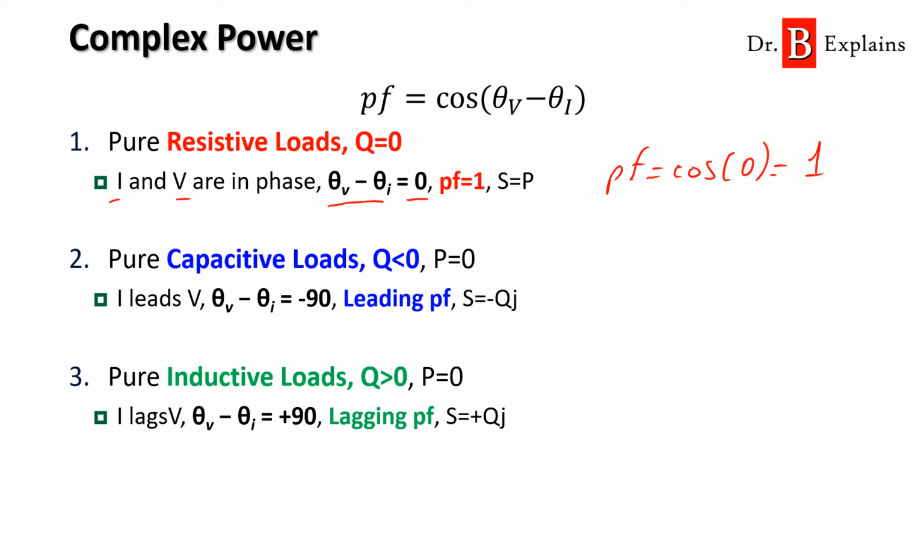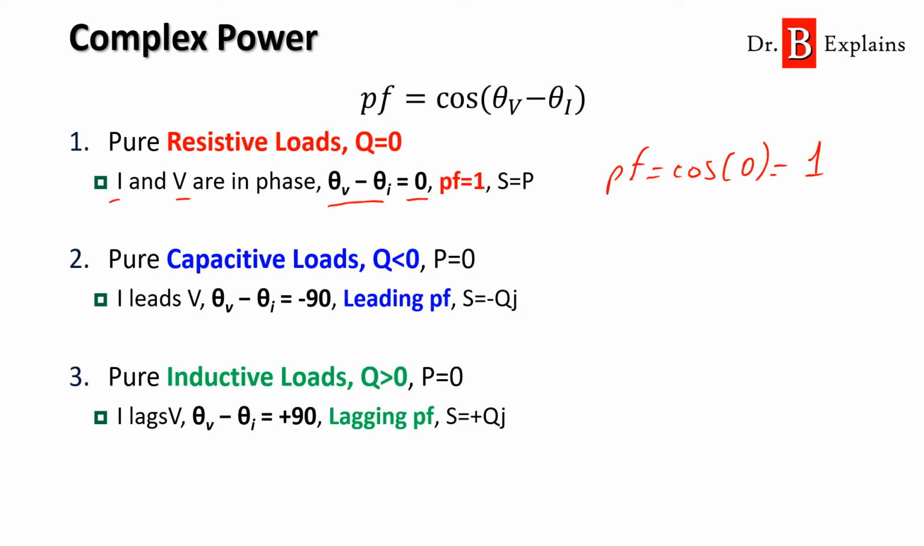In the case of pure capacitive load, we have the current leading the voltage. That means that Q is less than 0, and so we have a negative number. We don't have any P, so P is equal to 0. And in that case, we have the leading PF and a capacitive load.